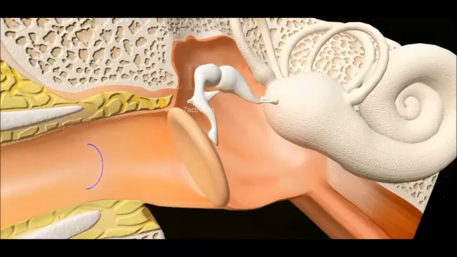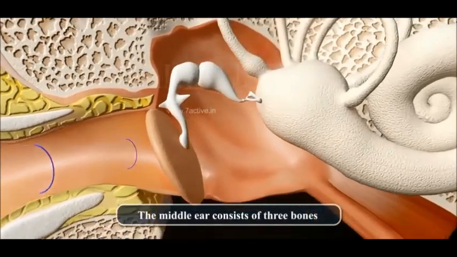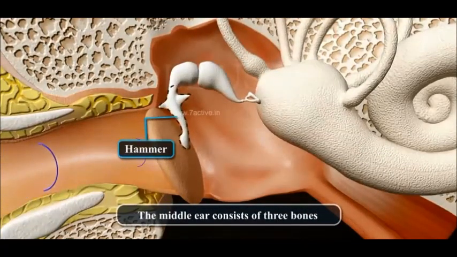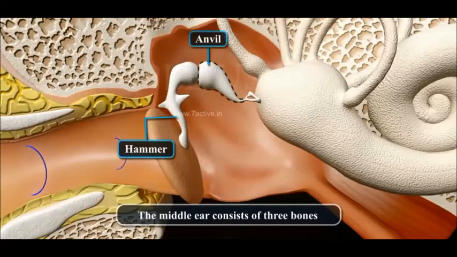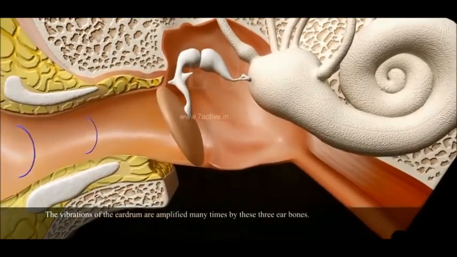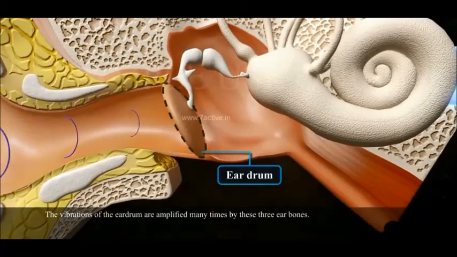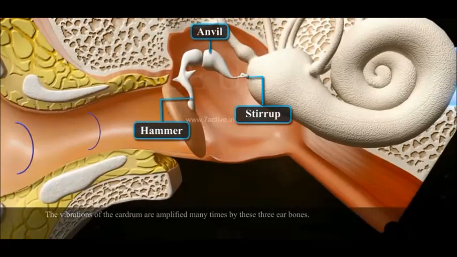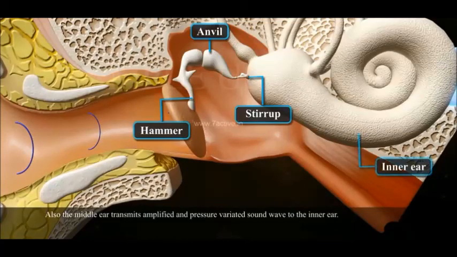Middle ear. The middle ear consists of three bones. 1. Hammer. 2. Anvil. 3. Stirrup. The vibrations of the eardrum are amplified many times by these three ear bones. Also, the middle ear transmits amplified and pressure-varied sound waves to the inner ear.